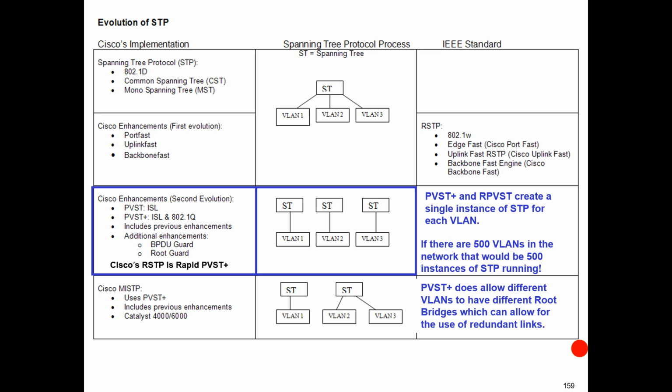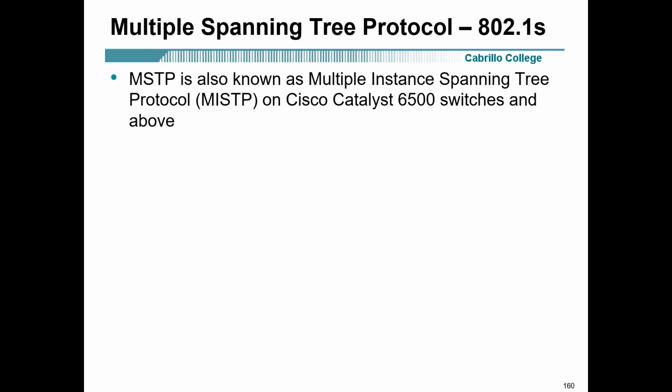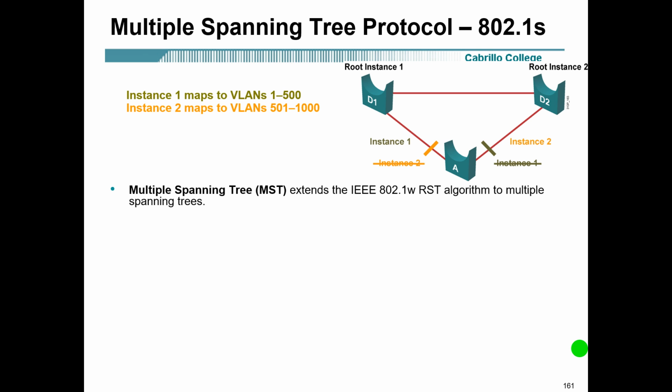But what about the Cisco MSTP, the per-VLAN spanning tree plus? Part of that multiple spanning tree protocol, or 802.1s, or MSTP, is going to be used for our Cisco Catalyst 6500 series switch or above, which we've already discussed. We can have several different instances mapped to the appropriate VLANs. Multiple spanning tree will extend the 802.1w RSTP algorithm to multiple spanning trees.